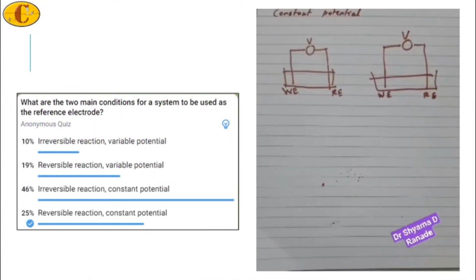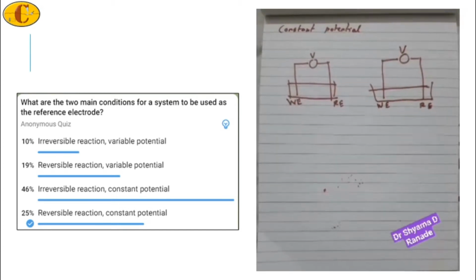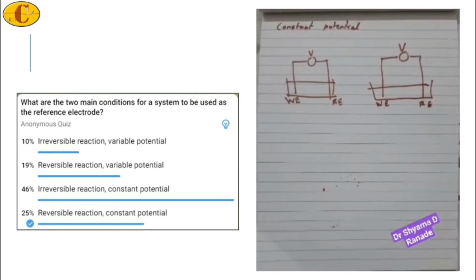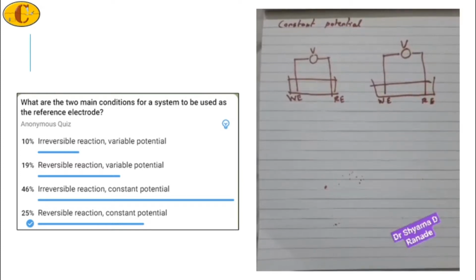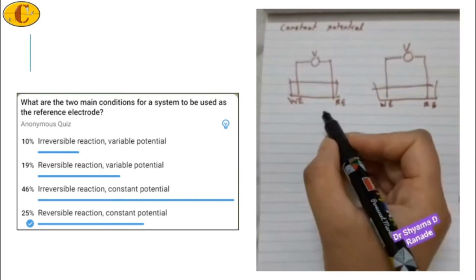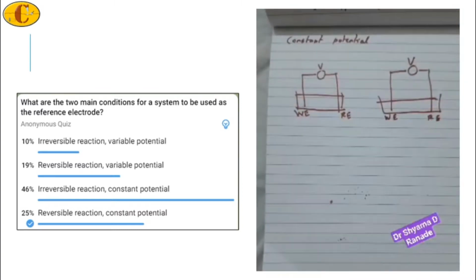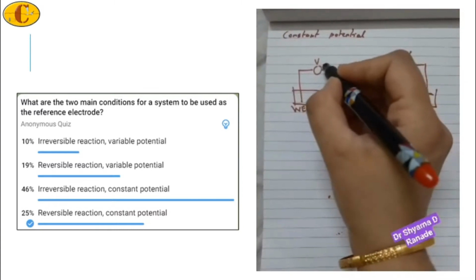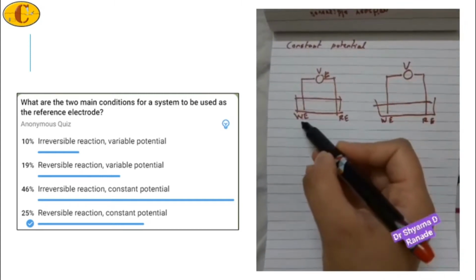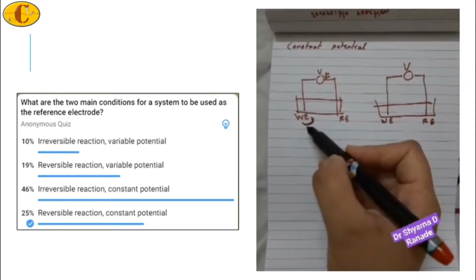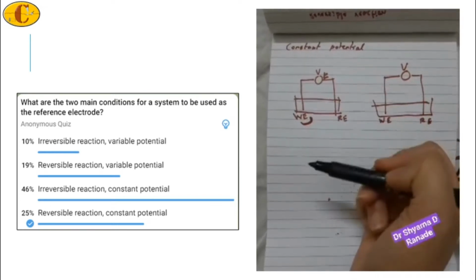Yesterday I asked the question, what are the two main conditions for a system to be considered as the reference electrode? Most of you got the condition of constant potential correct. So a reference electrode has to have a constant potential. If it has a variable potential, then every time the value that we get in the voltmeter will be different. So that's why we will not be able to get the correct potential of the working electrode. That's the reason why we need a constant potential for the reference electrode.